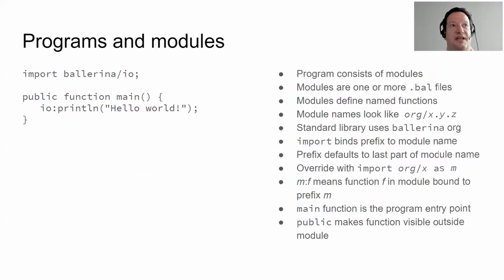Okay, so let's get started. We'll start at the top. A Ballerina program consists of modules. Modules can have multiple files. We use the extension .bal. And the most important thing that a module does is to define functions. But typically, any program that does something useful is going to need to import library functions.